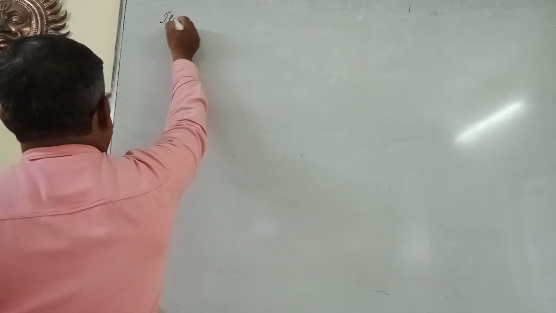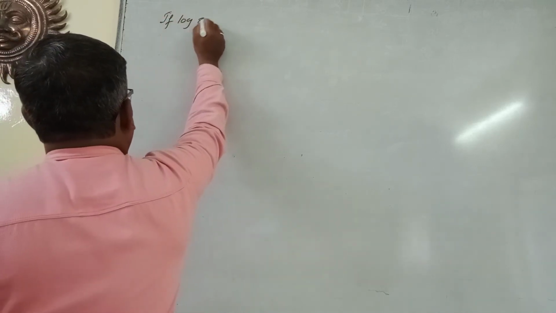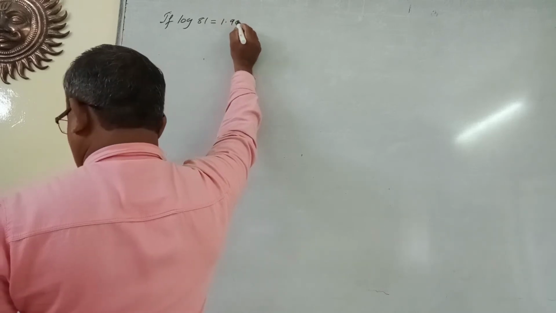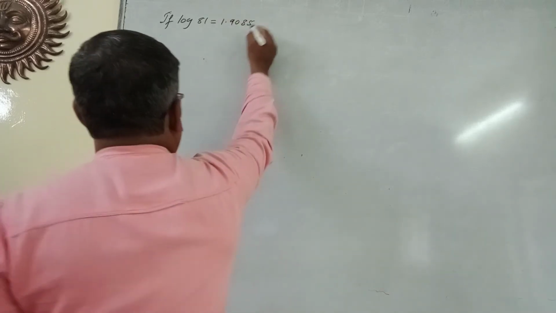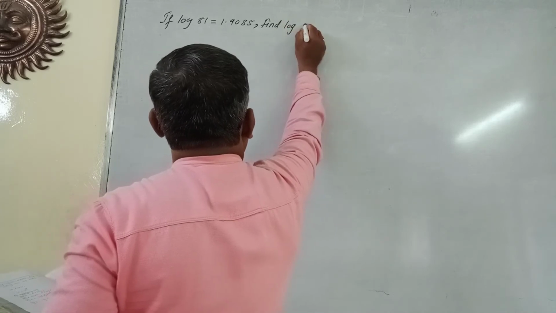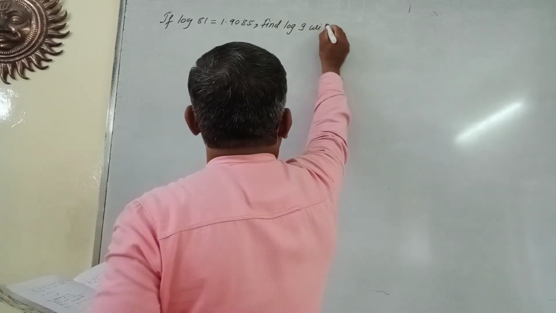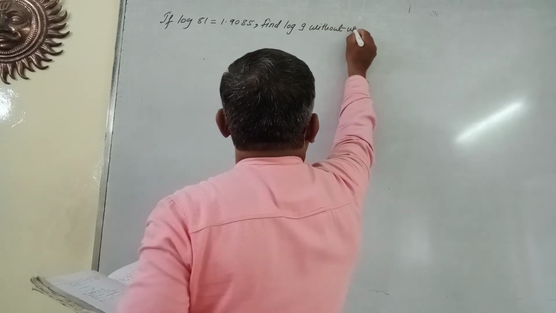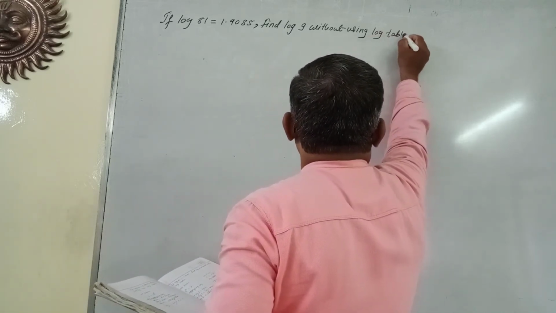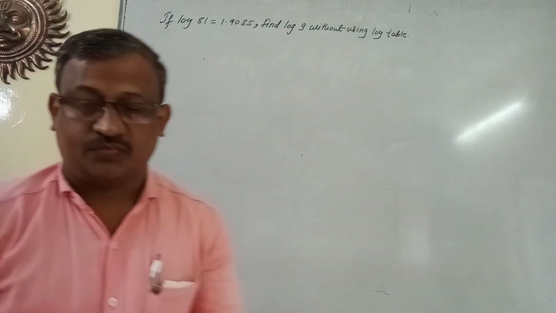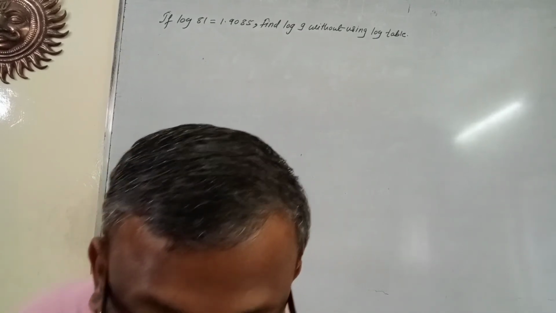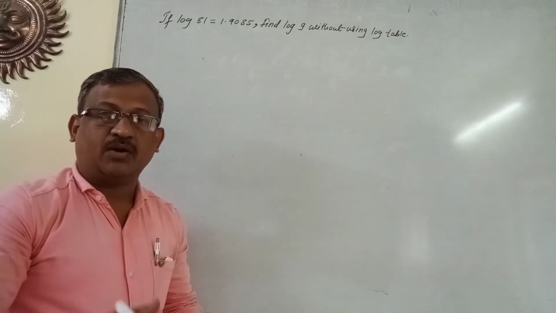if log 81 is equal to 1.9085, find log 9 without using log table. Yeah, like this question they have asked so many times in the exam. For how many marks? For 2 marks. Means without using log table, you have to find out the log.